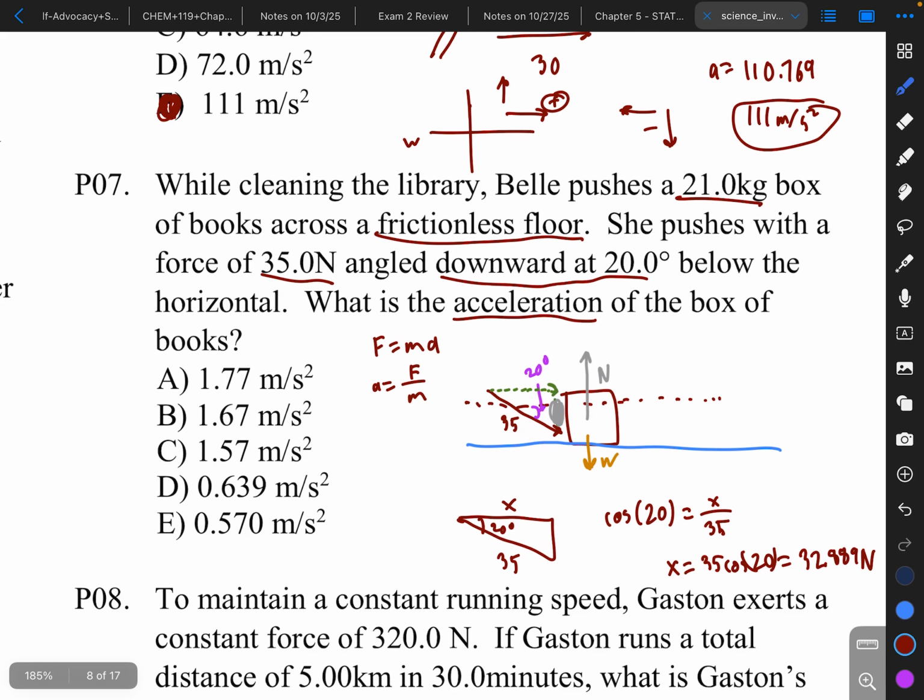Now we know the force. So acceleration equals 32.889 divided by the mass of 21. Your final answer will be 1.566, which was closest to option C. So the answer to 7 is 1.57 meters per second squared.